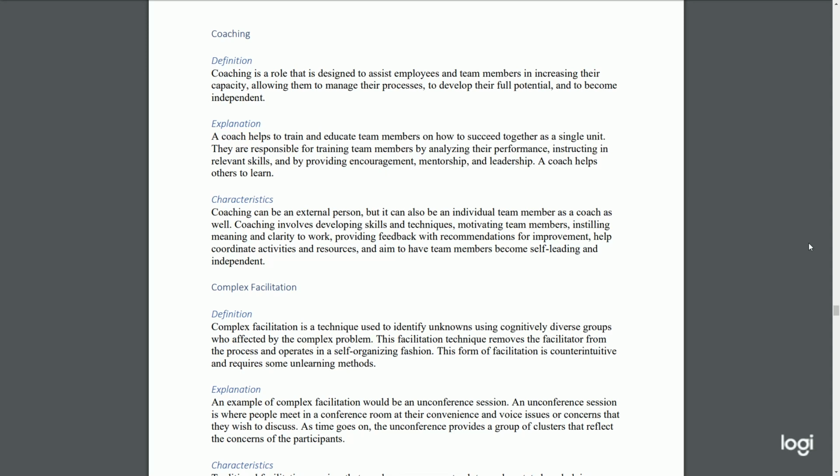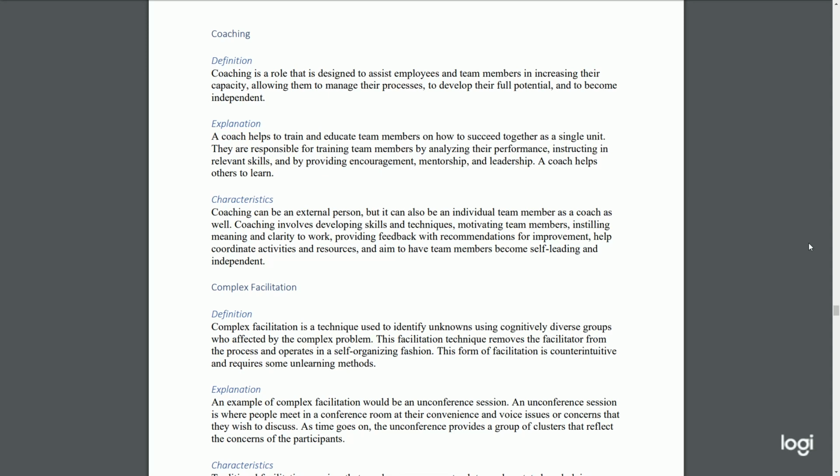Characteristics: a coach can be an external person, but it can also be an individual team member. Coaching involves developing skills and techniques, motivating team members, instilling meaning and clarity to work, providing feedback with recommendations for improvement, helping coordinate activities and resources, and aiming to have team members become self-leading and independent.